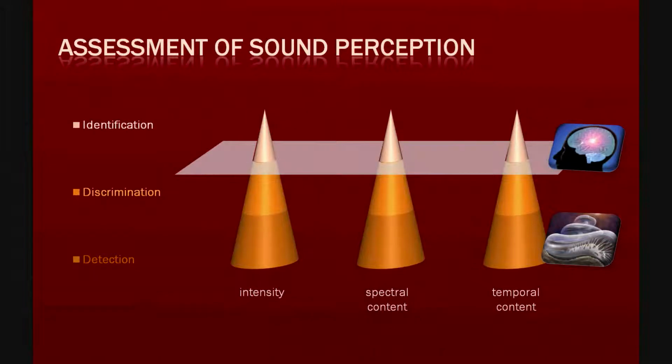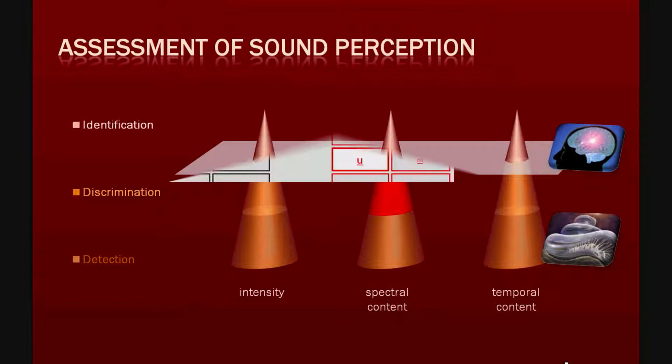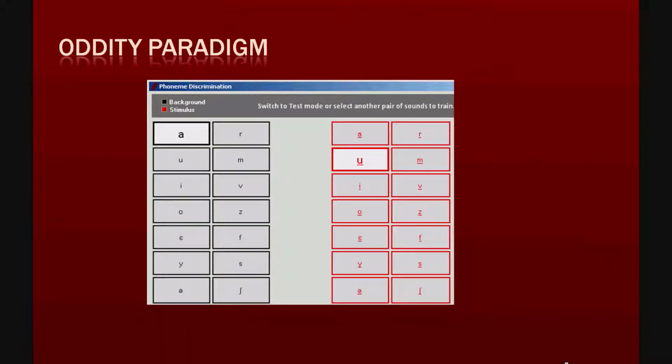The ACE phoneme discrimination test is a discrimination task to assess the frequency resolving power of the aided or unaided cochlea. A pair of phonemes is presented in an oddity paradigm. The default presentation level is 70 dB.